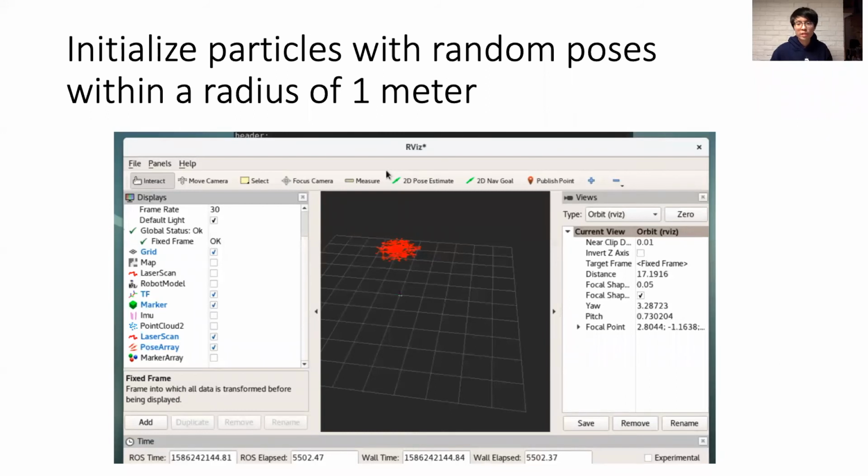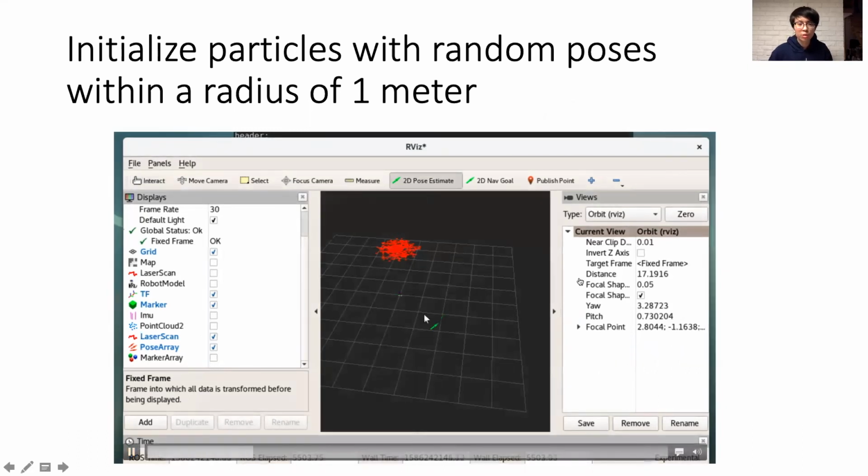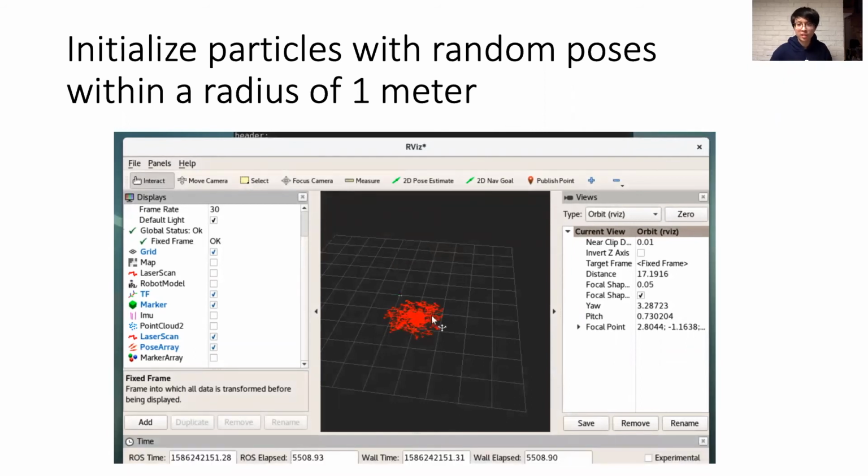One of the crucial things that we need to implement for our particle filter algorithm is a way to set an initial guess for the robot position. We use the interactive tool on RViz to set our initial pose estimates and initialize particles with random poses within 1 meter of radius of the point we clicked. The particles are shown in red in this video.